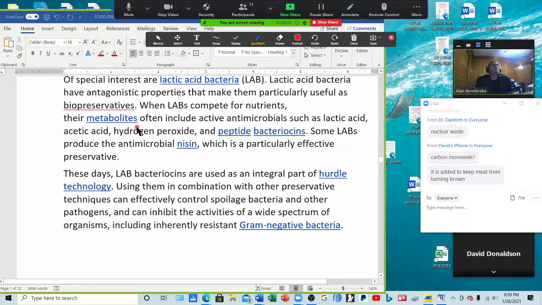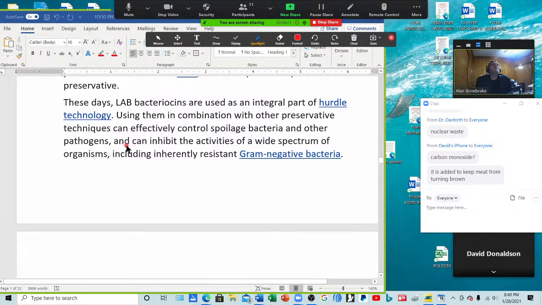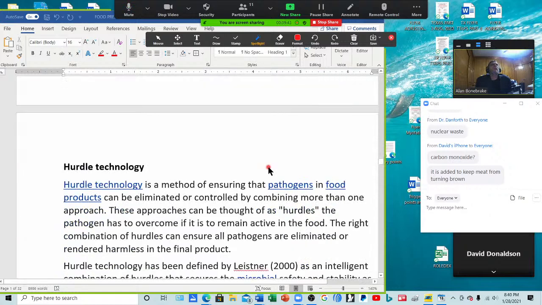They compete for nutrients. Their metabolites often include active antimicrobials such as lactic acid, acetic acid, hydrogen peroxide, and the peptide bacteriocin. Some LABs produce the antimicrobial nisin, which we talked about before, which is a particularly effective preservative. These days, LAB bacteriocins are used as an integral part of hurdle technology. Using them in combination with other preservative techniques can effectively control spoilage bacteria and other pathogens, and can inhibit the activities of a wide spectrum of organisms, including inherently resistant gram-negative bacteria.